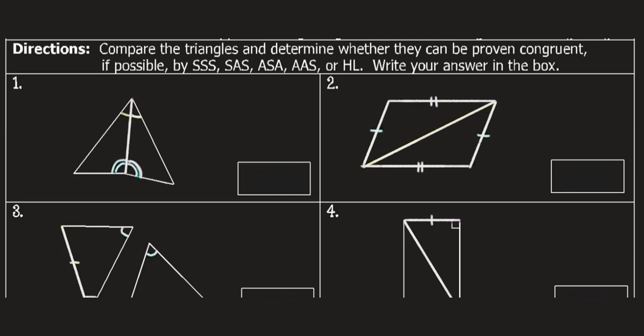Let's try some examples. Number 1. In this image, we have an angle, a side, and then an angle. Angle, side, angle for the left triangle. Angle, side, angle for the right triangle. This is ASA, angle, side, angle. Please pause the video and attempt number 2.